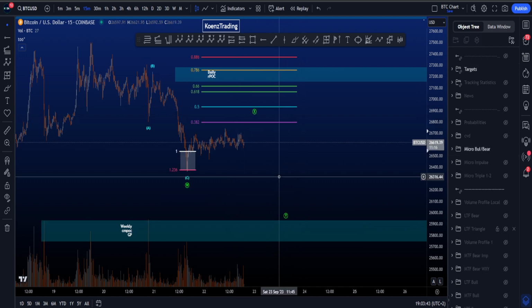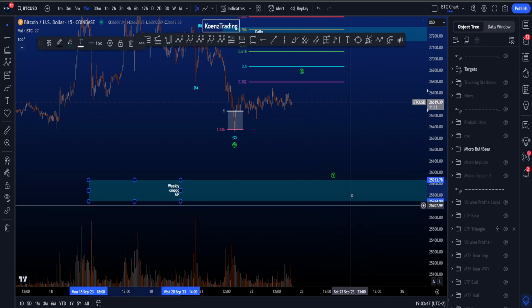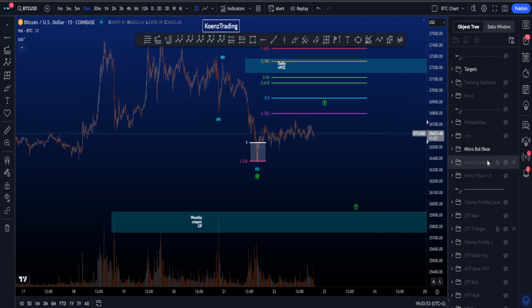So you want to see downside in this WXY, and then the target for Y most likely, again, around this support area between 25.7k and 25.9k.